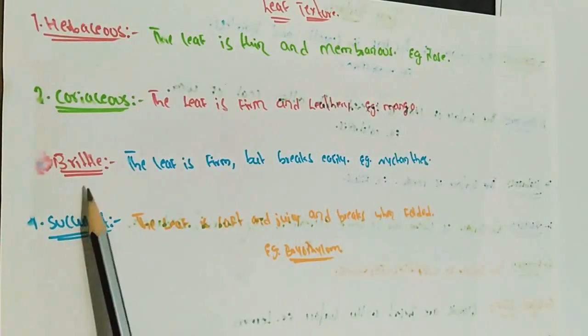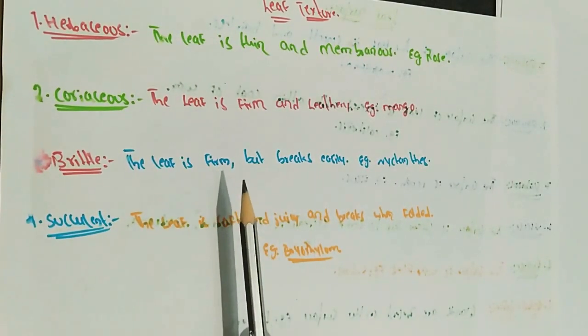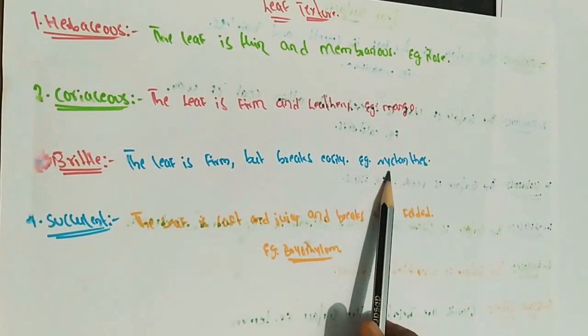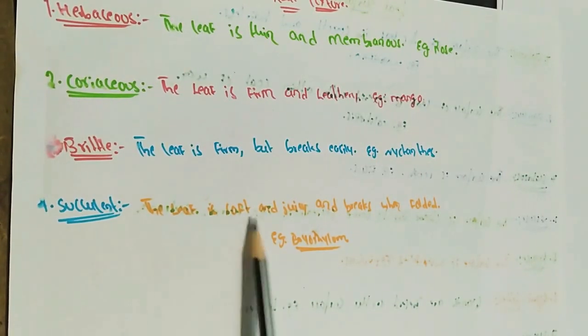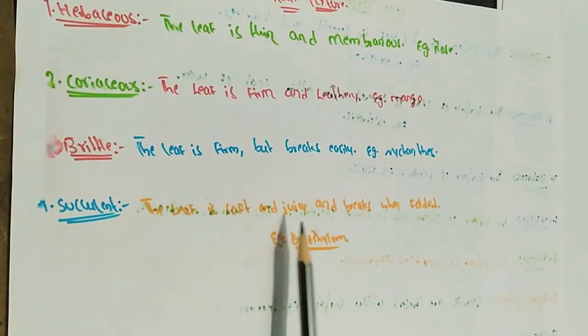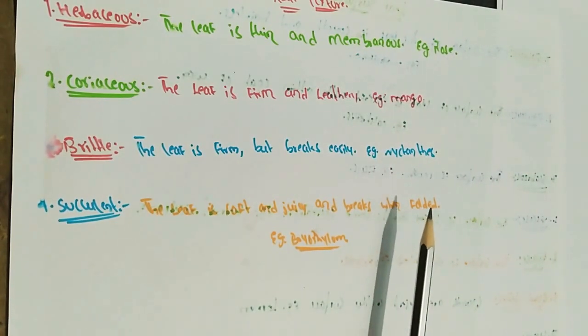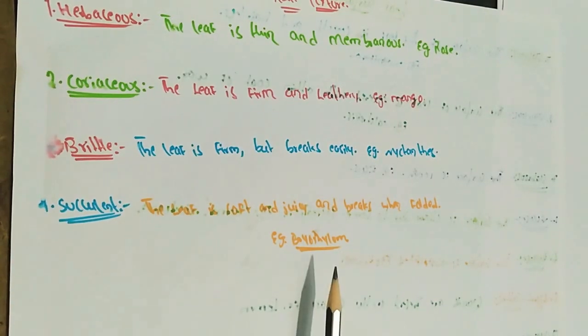Example, mango. Third type, brittle. The leaf is firm but breaks easily. Example, Nyctanthes. Fourth type, succulent. The leaf is soft and juicy but breaks when folded. When we fold the leaf, it will break easily. Example, Bryophyllum.